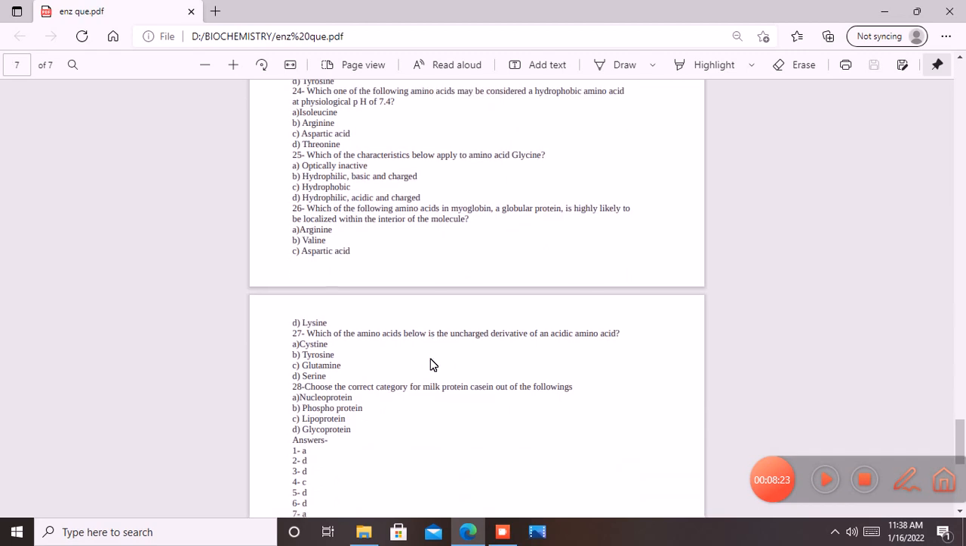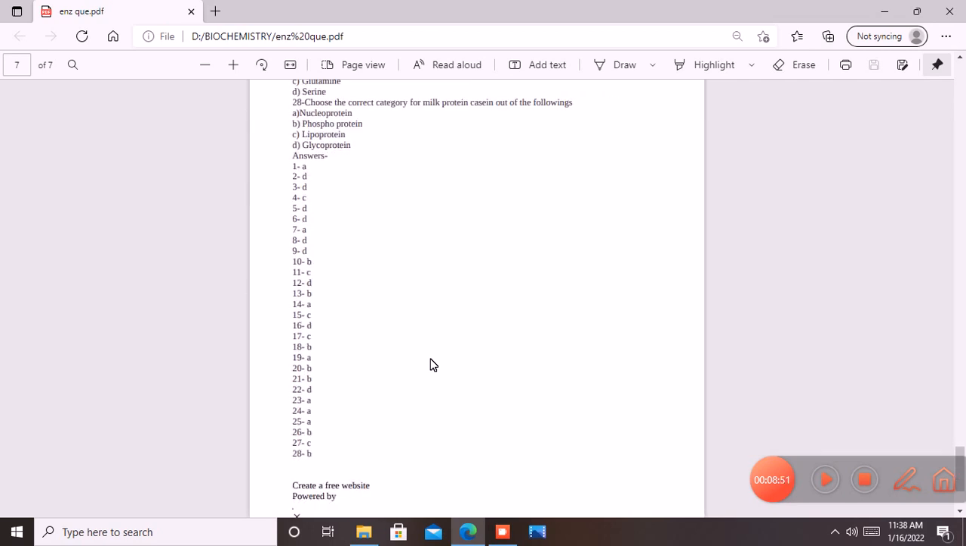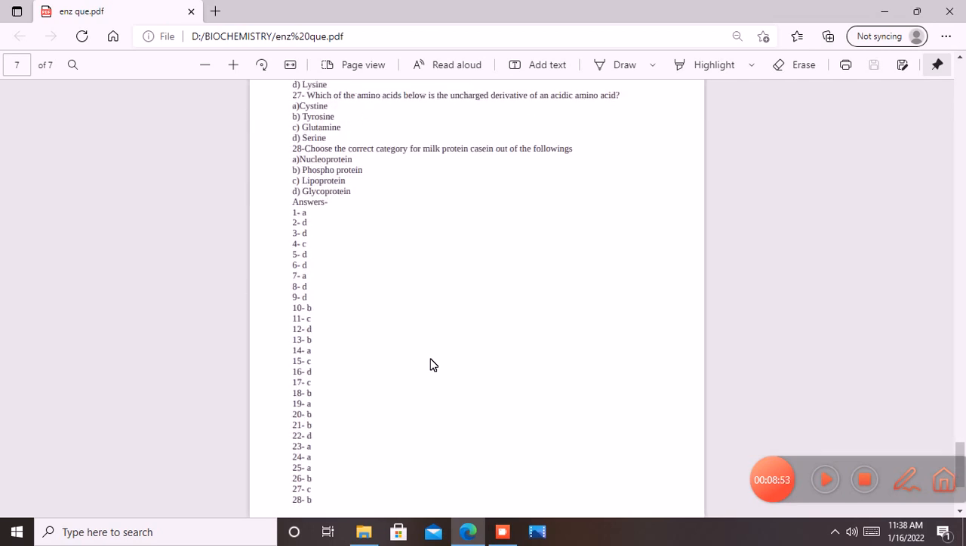Okay, sorry, that is the last question, question 28. So these are the answers, from question 1 to 28. Cross check the solutions that you had and see which of them you had correct and which of them you had wrong.